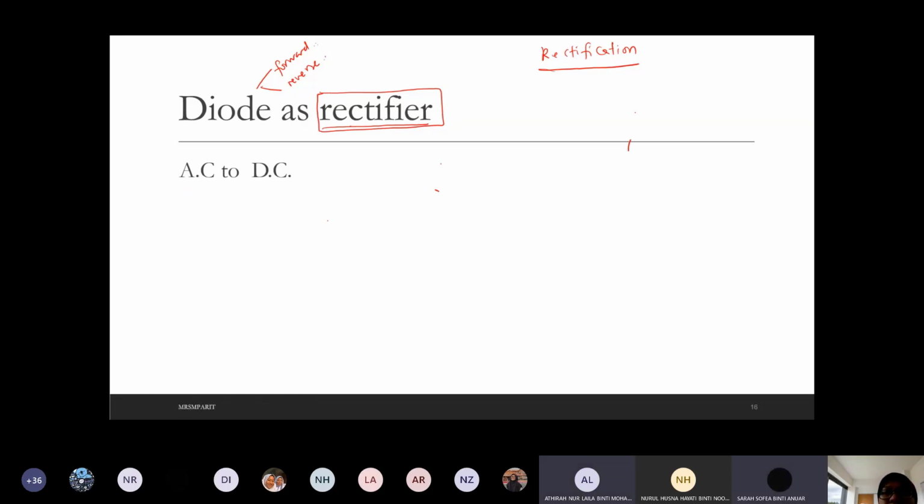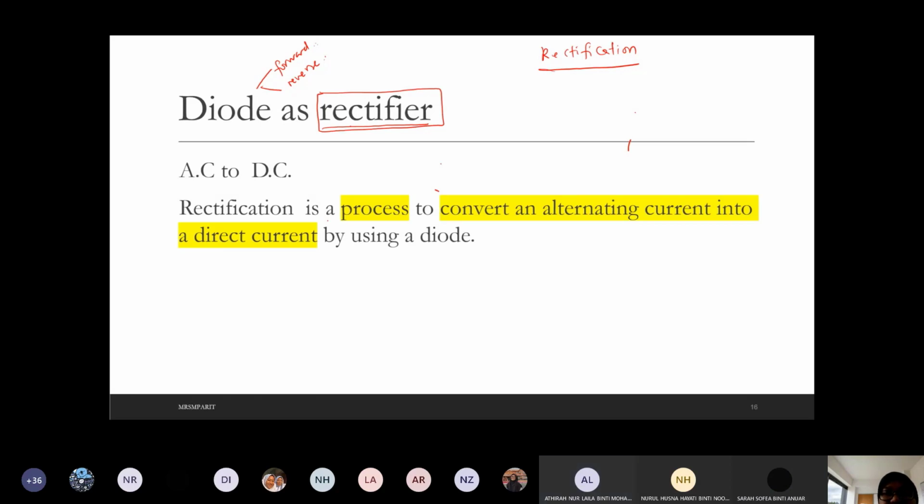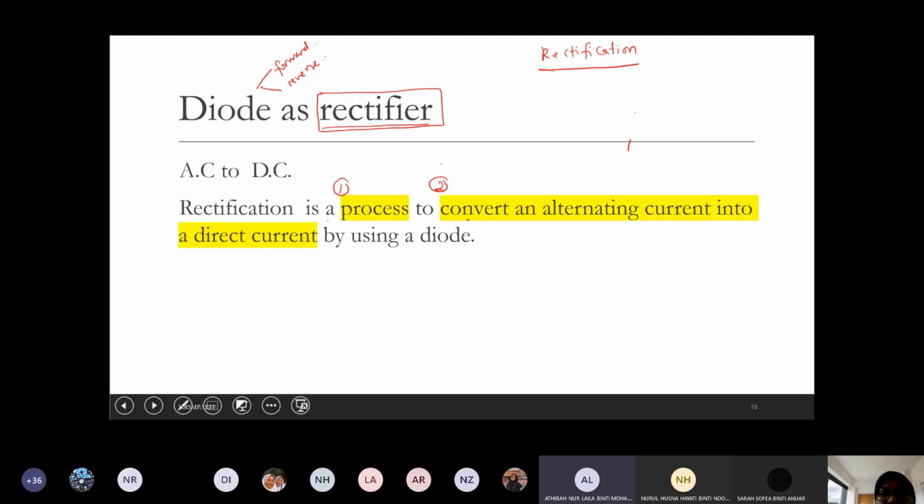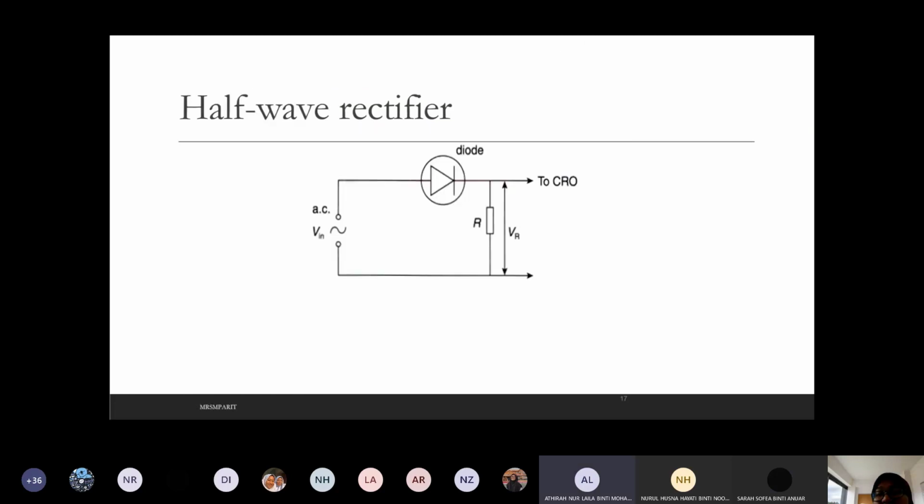So rectification is a process. You must have this keyword, number 1. Proses apa? Process of converting an alternating current into direct current. Simple saja. Nama dia je jangan gempak kan, rectifier. Okay, senang saja definition ni. Dah 1 markah soalan.